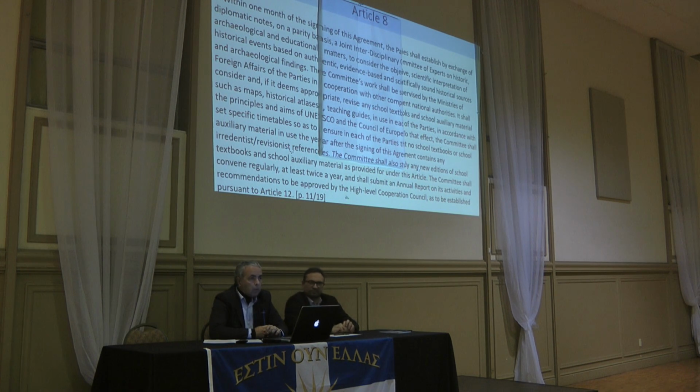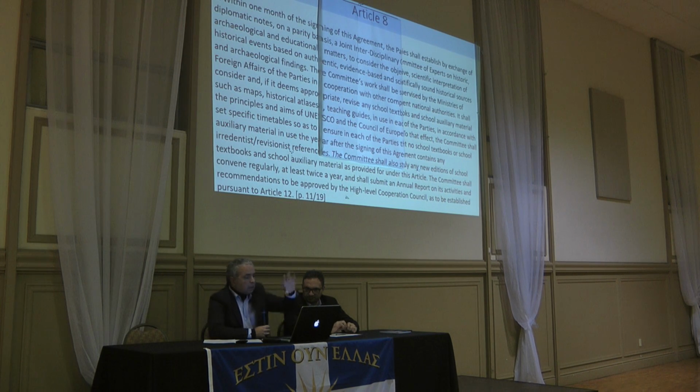We can do this. We can do this in an agreement, in a pre-agreement, what you like. But here, they will interpret what? History based on authentic evidence, based on scientifically sound historical sources and archaeological findings. So imagine you have a tomb in archaeology, and you say, we found something else which can change the previous one. It's impossible.